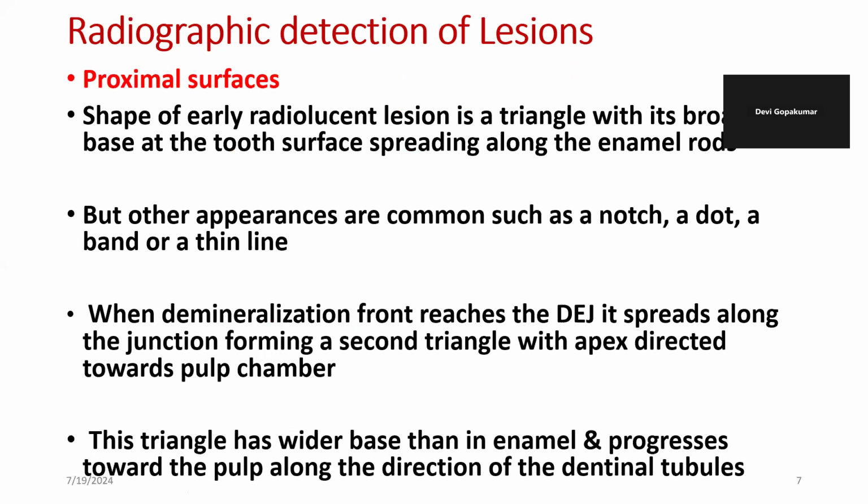Radiographic detection of lesions. Proximal surfaces. The shape of the early radiolucent lesion is a triangle with its broad base at the tooth surface, spreading along the enamel rods, but other appearances are common, such as notch, dot, band-like or thin line-like. When the demineralization front reaches the DEJ, it spreads along the junction, forming a second triangle with its apex directed towards the pulp chamber. This triangle has a wider base than in enamel and progresses forward to the pulp along the direction of the dentinal tubules.